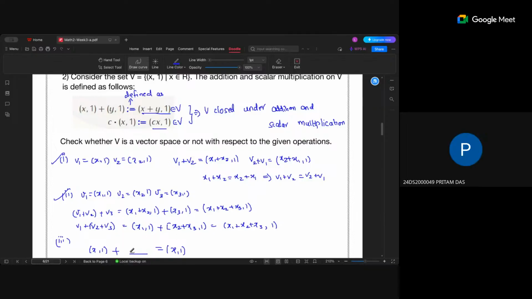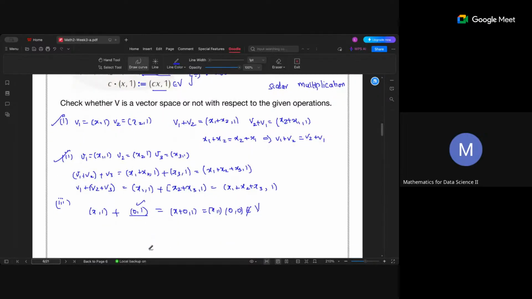If you take (0, 0), does it belong to V? No, ma'am. Someone said (0, 1). Okay, let's see. If you take (0, 1), what will you get? So here actually you are getting (x plus 0, 1), so (x, 1). Actually this is good. This is your additive identity. So your additive identity here, this is the 0 vector for V.